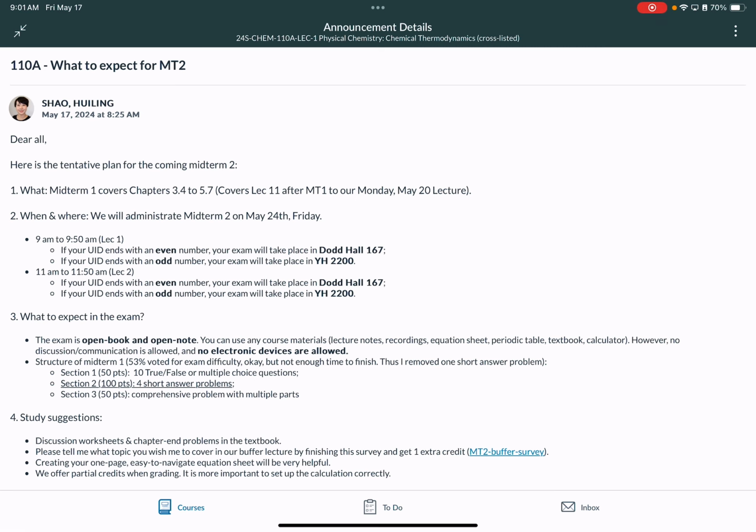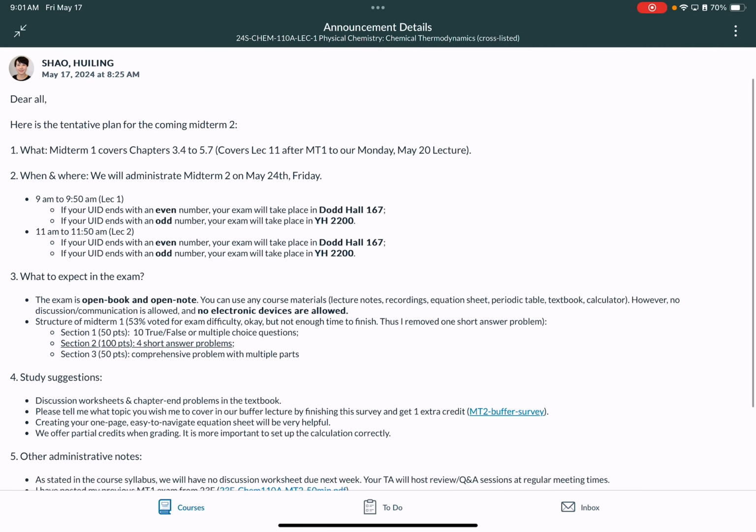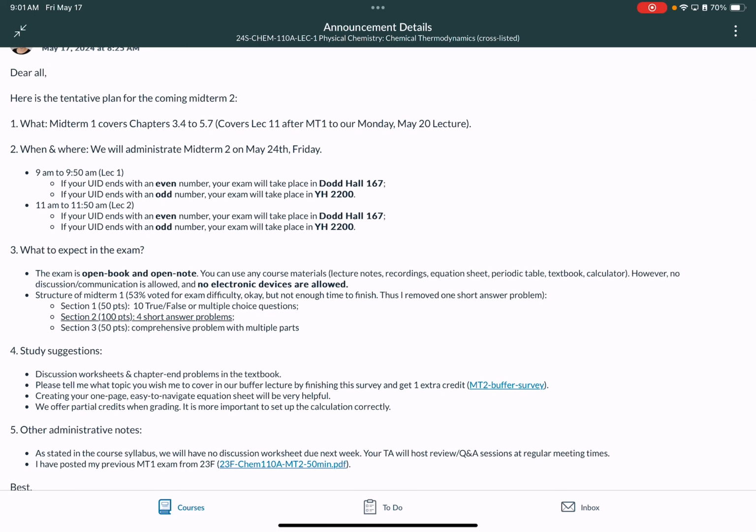And then when and where. So pretty straightforward. Again, depending on if your UID ends with even number or with odd number. Last time the even number stayed in this room, so this time the odd number will stay in this room. If your UID ends in even number, you'll go to Dot Hall 167. Your TA will be with you in Young Hall, and I'm going to meet you in Dot Hall. So that's where the exams are going to take place.